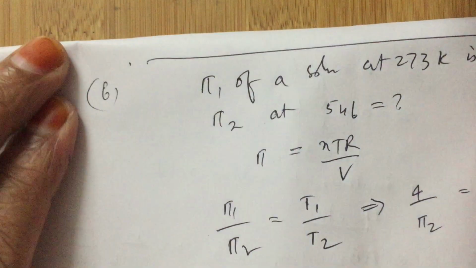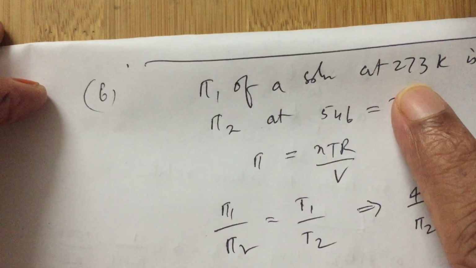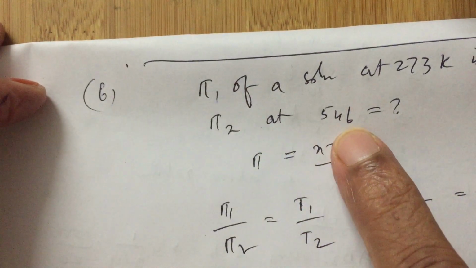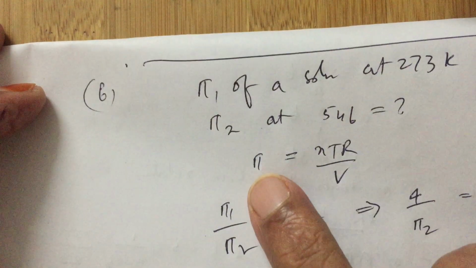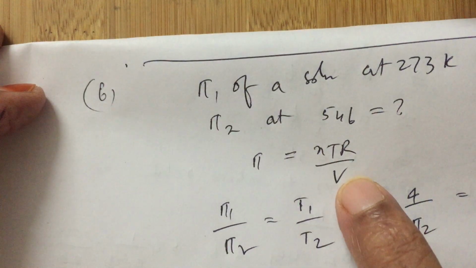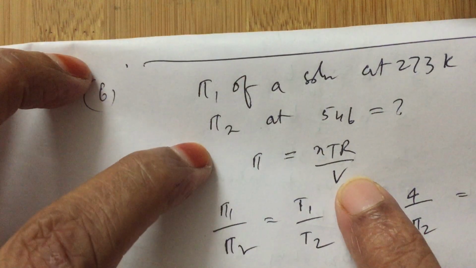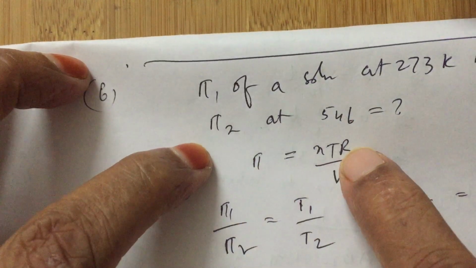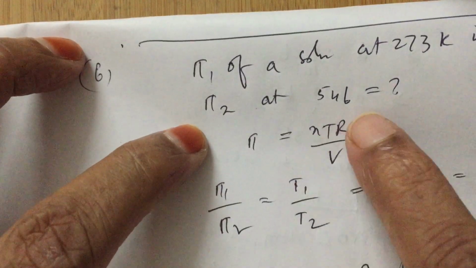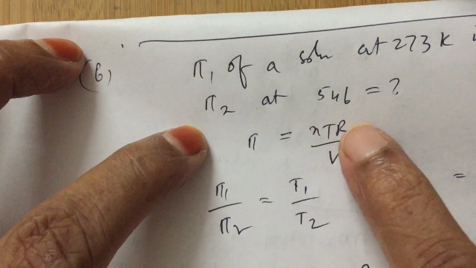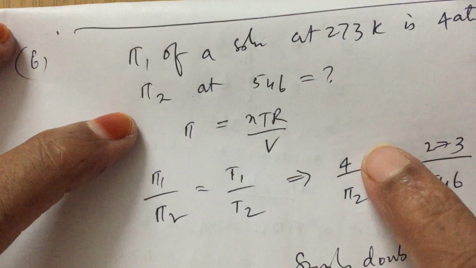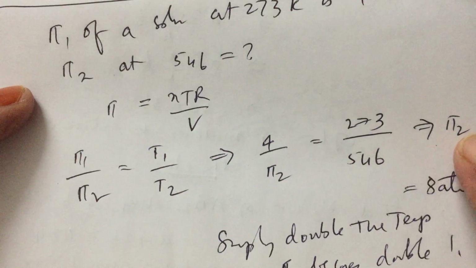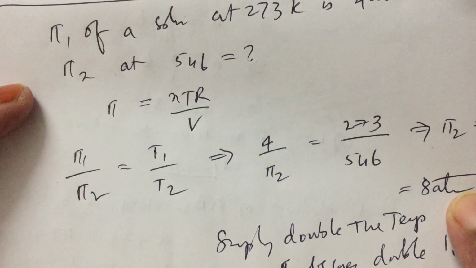Let us take another problem. The osmotic pressure of a solution at 273 K is 4 atmosphere, and what is its osmotic pressure at 546 K? You know pi is equal to NTR by V. Now both solutions are the same, only the temperature is different. So pi 1 by pi 2 is equal to T1 by T2, because N and V are the same throughout. So 4 by pi 2 is equal to 273 by 546. Automatically pi 2 is equal to 8 atmospheres.